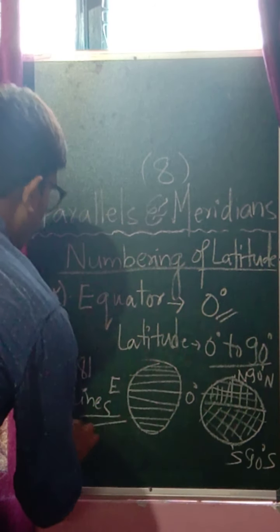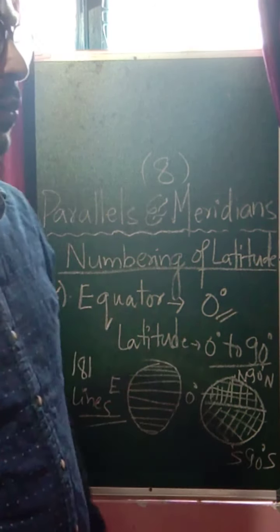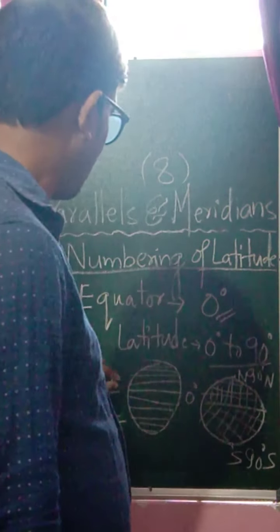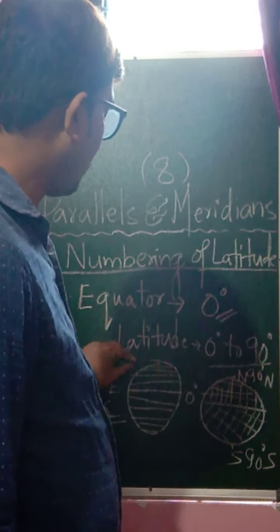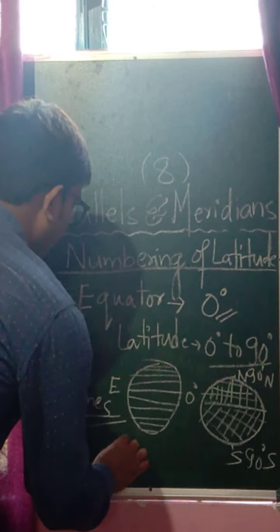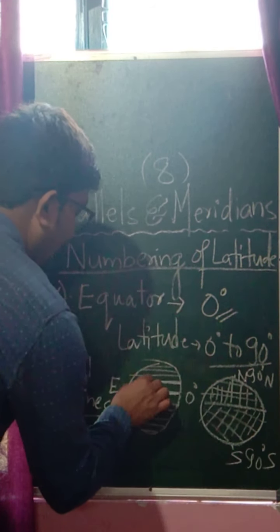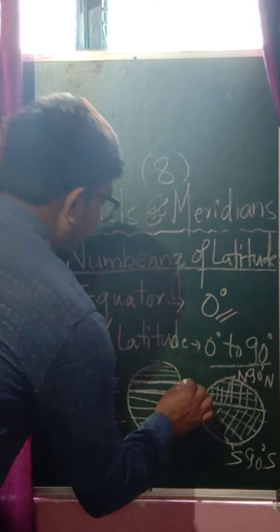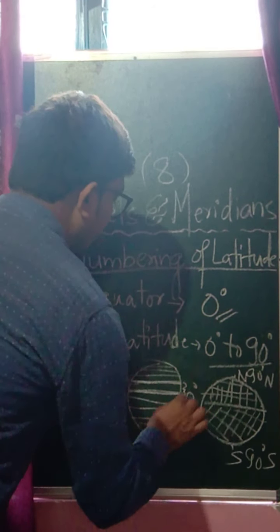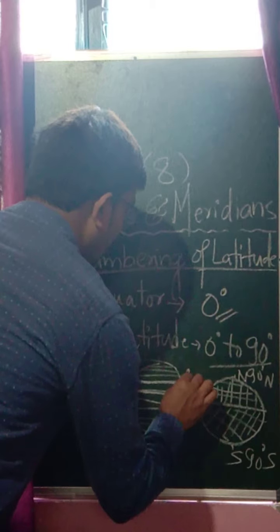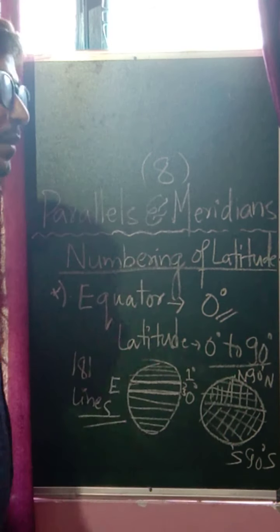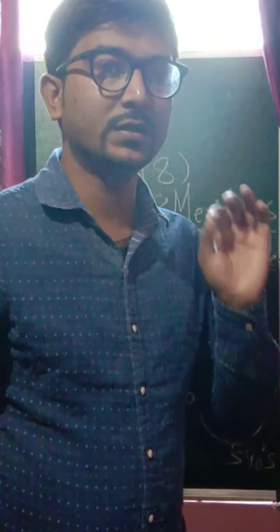In total there are 181 lines, and each line is separated from the next. For example, if this is the equator and this is another line of latitude, between them there is a gap of 1 degree. There is a gap of a single degree.